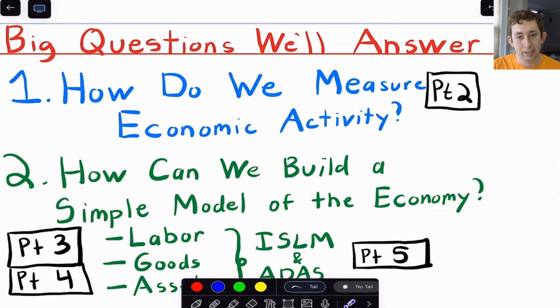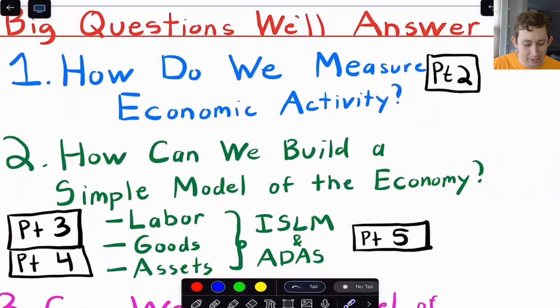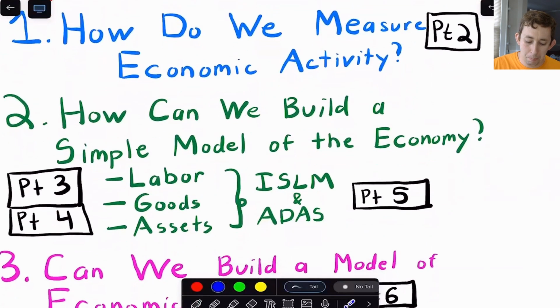The first big question that we're going to try to answer is how exactly do we measure economic activity? So we'll talk about how we try to estimate, for example, the US GDP. And then once we think about how we can measure economic activity, how can we model the economy?